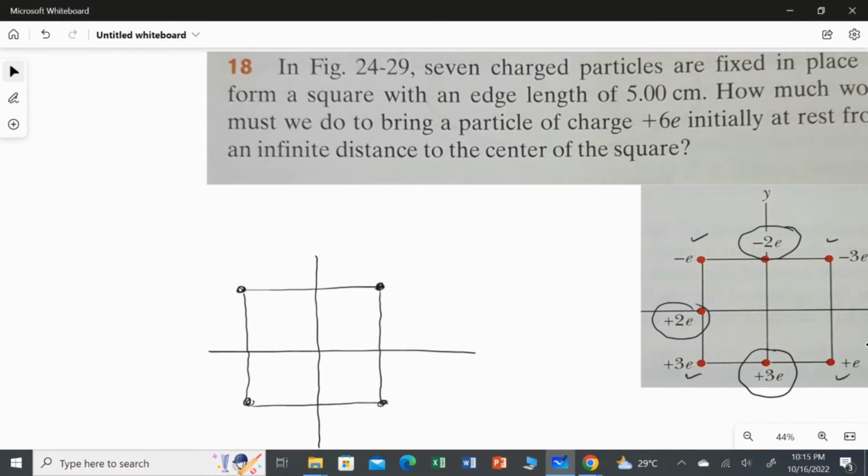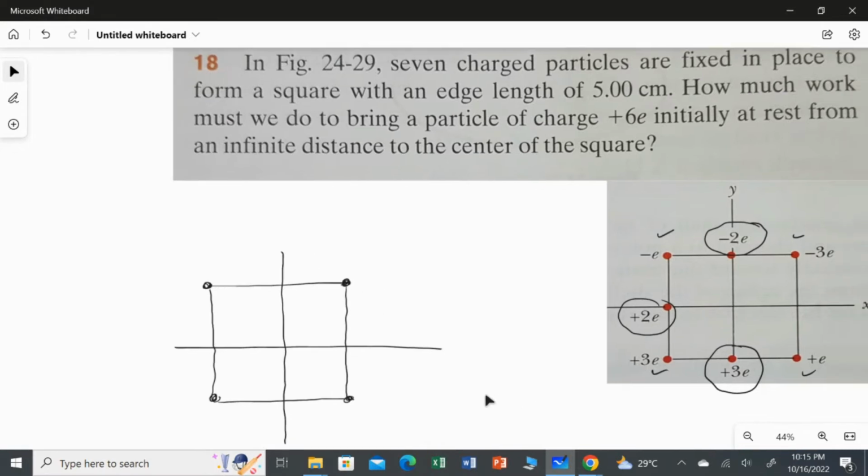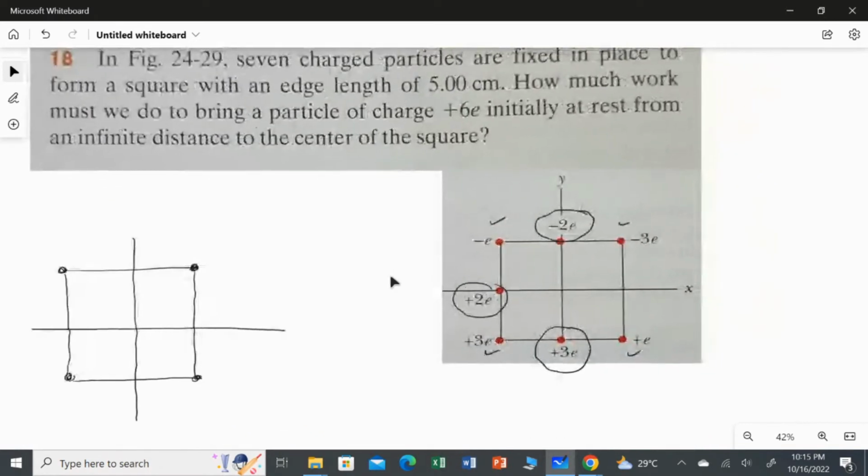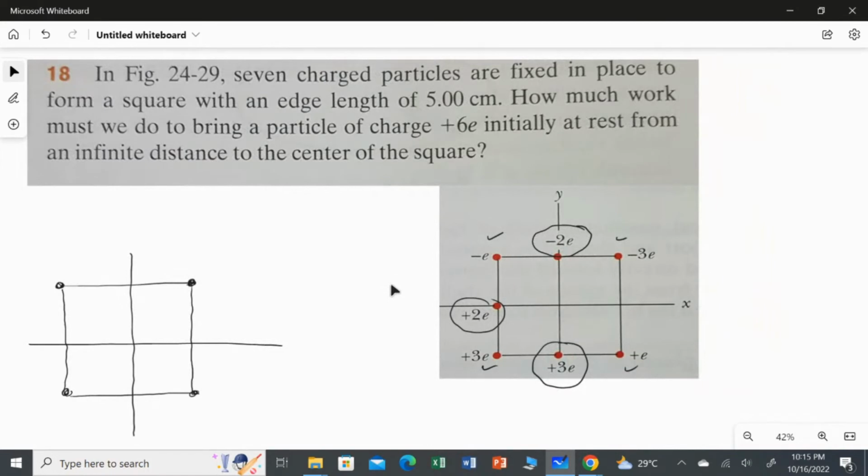So what is exactly given in this question? Actually, here you have 7 charged particles forming a square-like structure, and each edge length of the square is 5 centimeter. How much work must we do to bring a charge plus 6e, initially at rest, from infinite distance to the center of the square? So this is our center of the square, am I right?